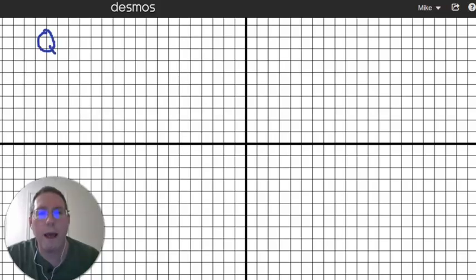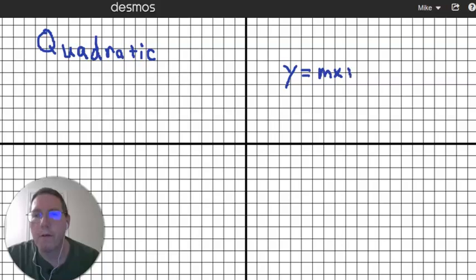I don't know if you've seen a quadratic before, but we're going to spend some time in Unit 4 on quadratics. Quad, like 4. Now the word quadratic comes from functions. We know that a linear function takes the form y equals mx plus b, right? That's linear, right?